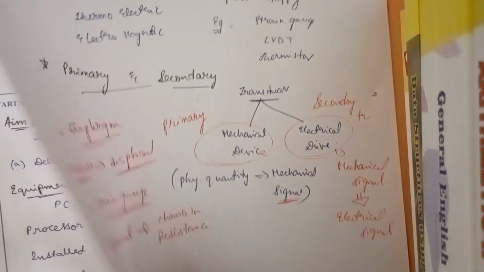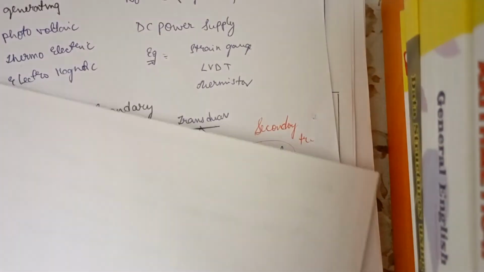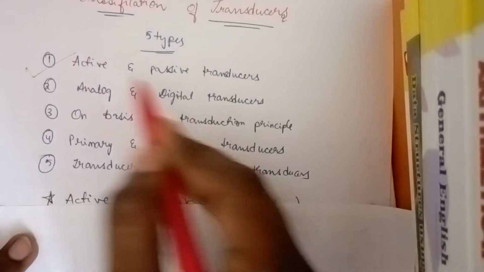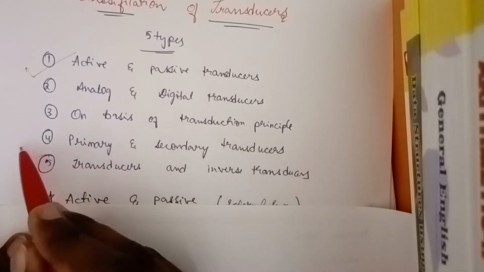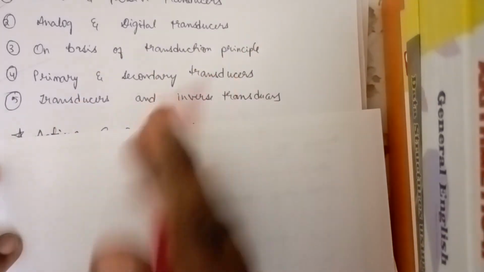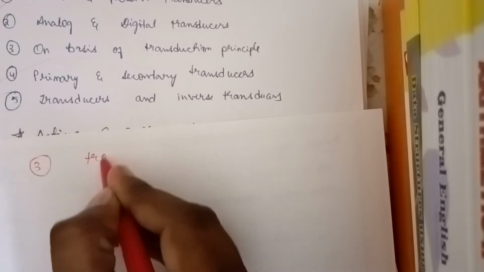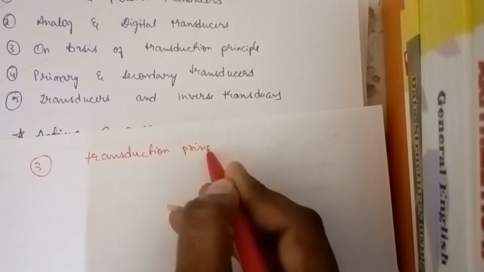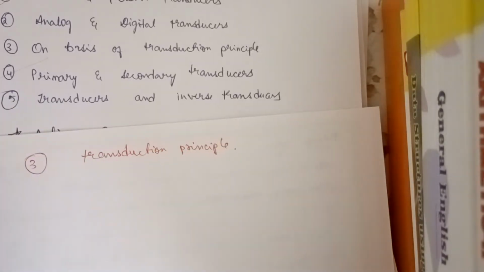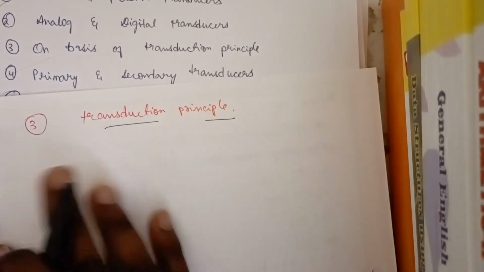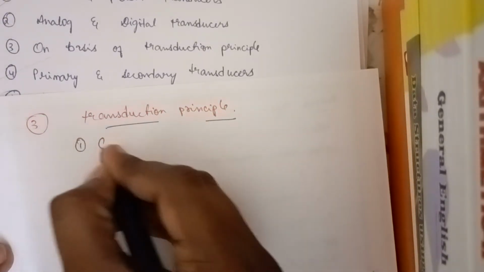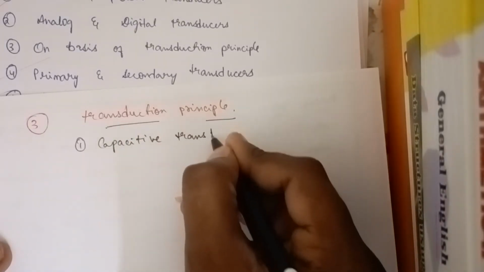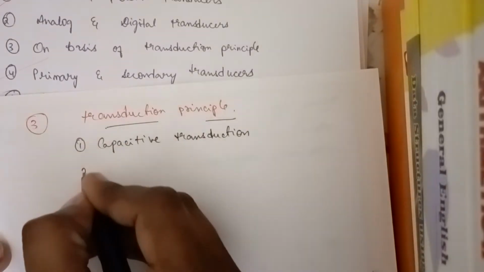Okay, now we'll be discussing the third type of transducers. So we have completed active and passive transducers, and primary and secondary transducers. So now, based on the transduction principle, the transducers can be classified as capacitive transduction.